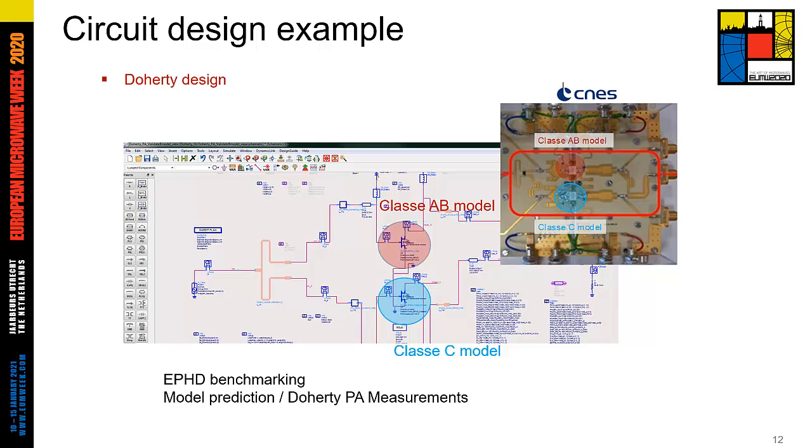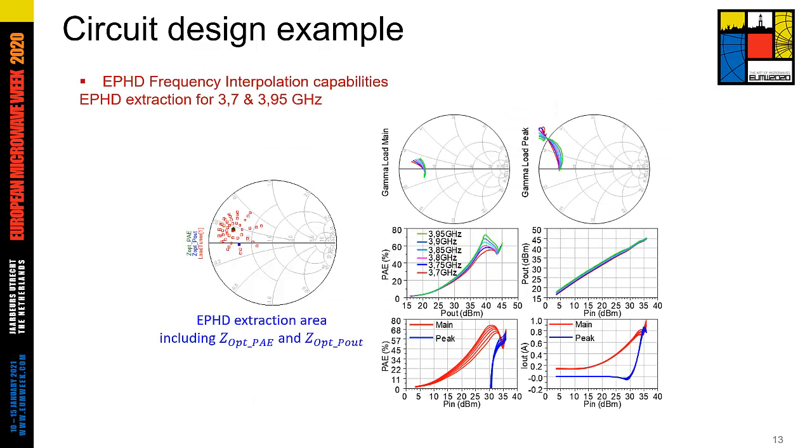Then what we did is we took these two models, the AB class and the C class, and we put them in a commercial circuit simulator, and we designed a Doherty power amplifier based on these two models, and we created this power amplifier. The first thing we try to check is the simulation convergence, the interpolation and extrapolation capabilities, and see if we have a little bit of freedom when we are designing our PA.